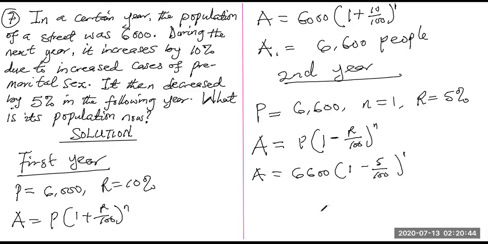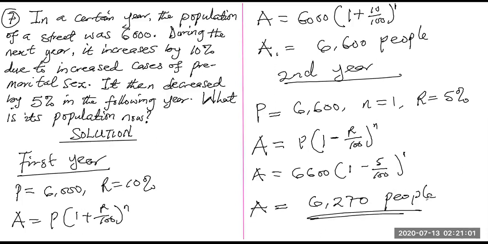And we will process this with our calculator. So the present amount now, if it's in money, will be 6,270. But because it's population we are dealing with, the money makes it easier for some people to understand. So we're talking about 6,270 people. Is that well understood?